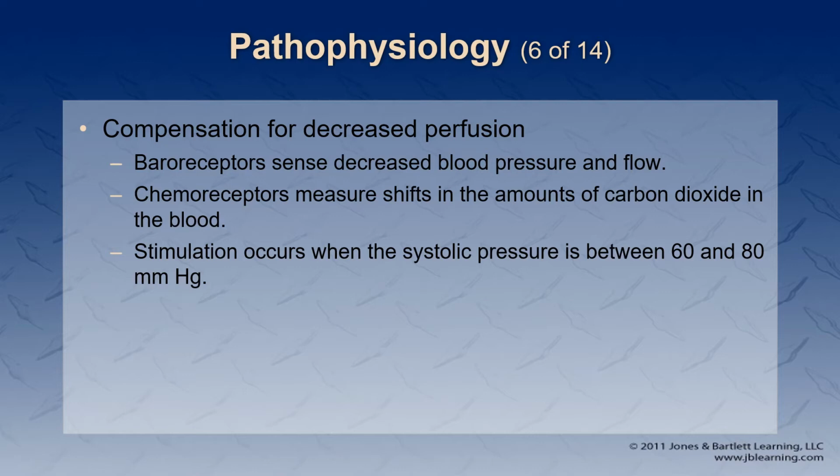And typically, you start seeing some pretty profound stimulation of these baroreceptors whenever the systolic is between 60 and 80. And it's reasonable that when your systolic is 80 or below, you should definitely be seeing a properly functioning autonomic nervous system. You should definitely be seeing some of these sympathetic changes. And a patient whose systolic is 60 should be at about maximal stimulation from that sympathetic system.